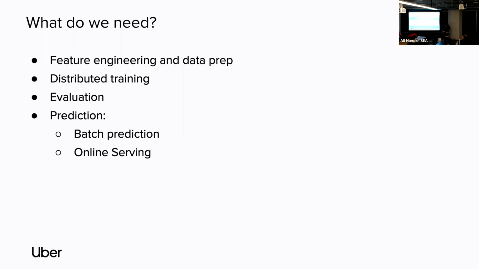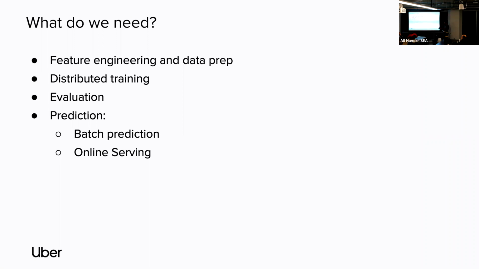Then you have to be able to do distributed training. That's where Horovod comes into play. You then have to be able to quickly do evaluation. So you have a lot of records and you have your model. How do you launch jobs in parallel that are fault tolerant and do all of this? And then you have to do prediction.